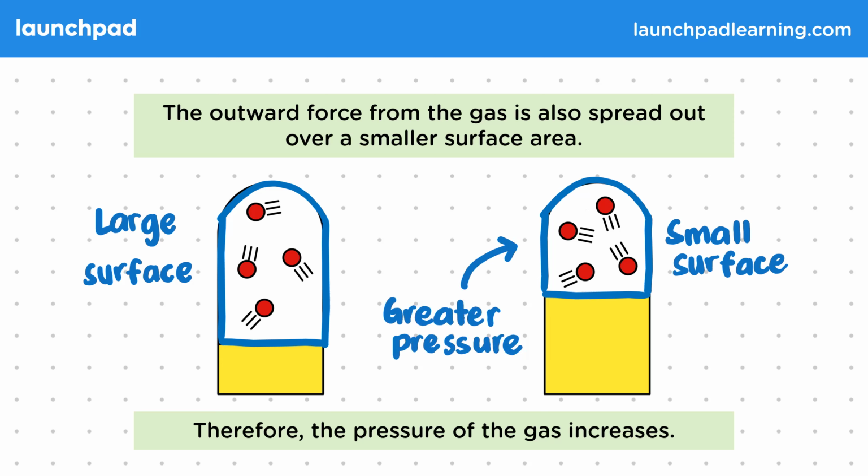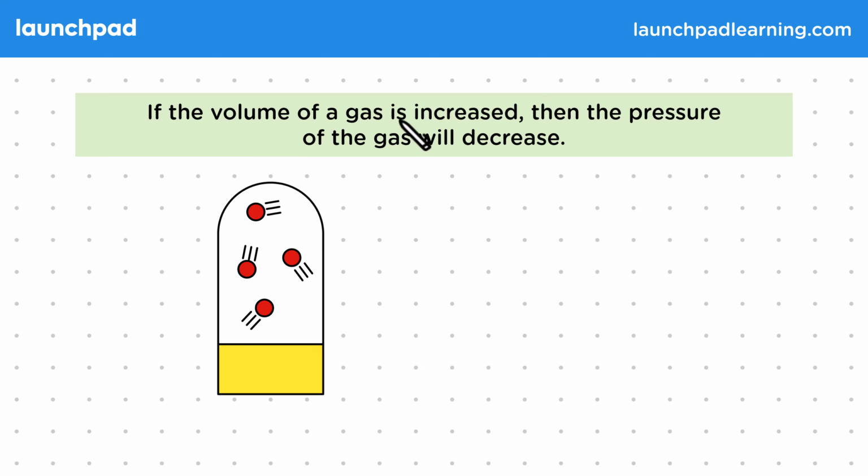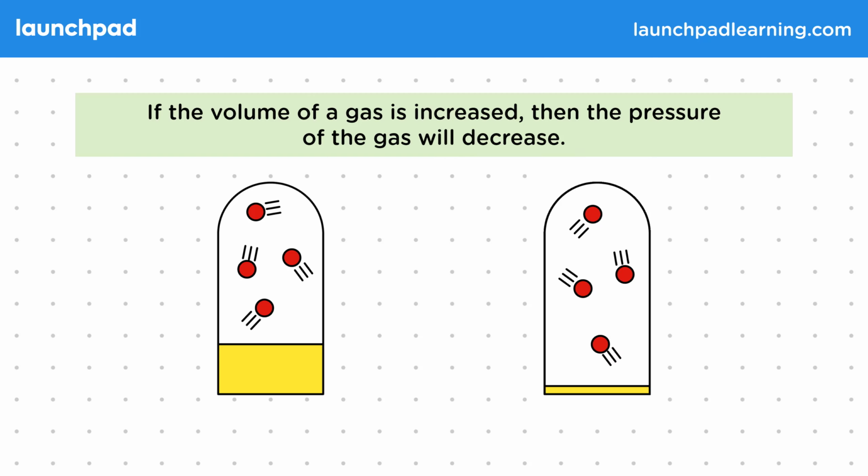This also means that if we increase the pressure of the gas without changing its temperature, then the volume of the gas would have to decrease. So what about if we do the reverse? Well, if the volume of a gas is increased, then the pressure of the gas will decrease. Let's now imagine we did the opposite and lowered the oil level in the column, so the air expands and takes up a larger volume.